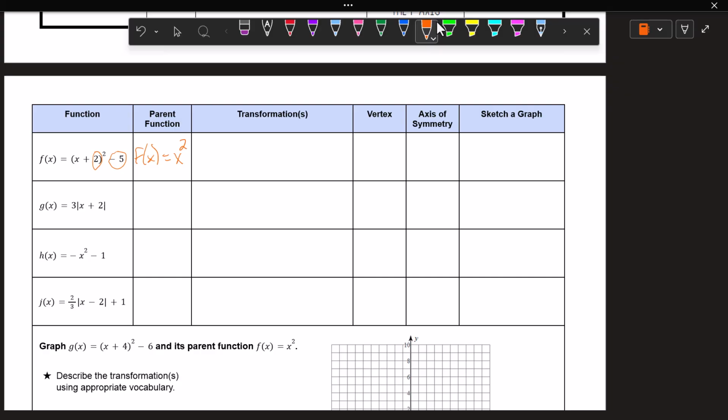The 2 told us we move 2 units to the left. And it's the opposite of what you'd think. Positive 2, well, that's to the right. No, it's not. Not when it's inside the parentheses. It's the opposite. Now that minus 5 does mean we go 5 units down.